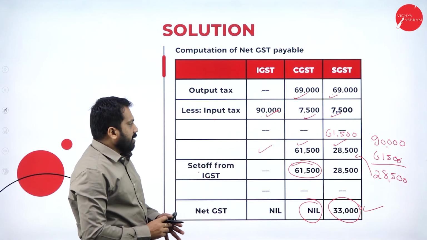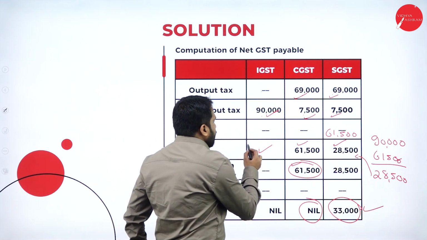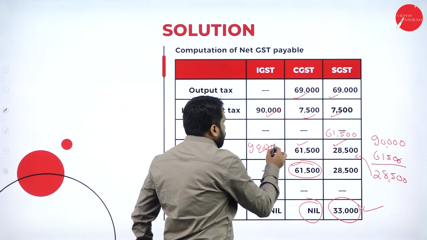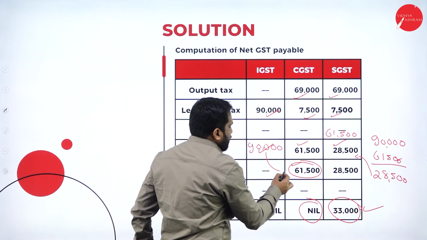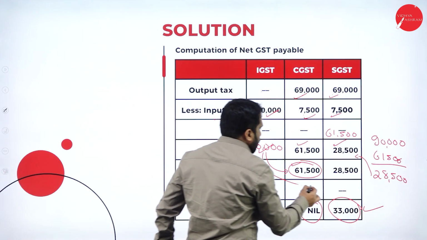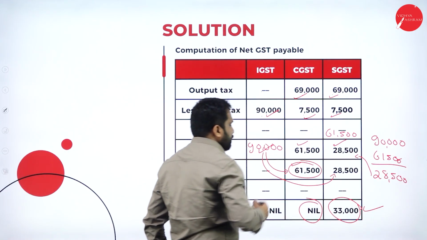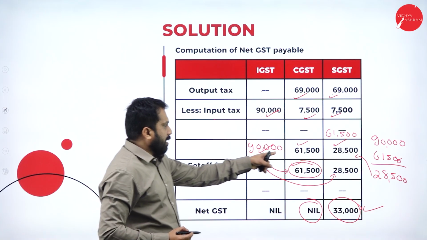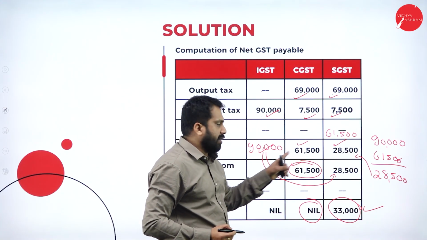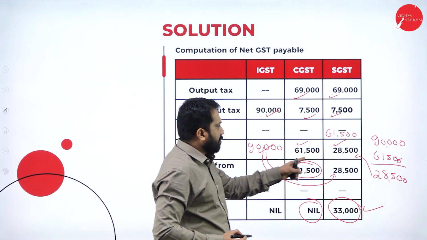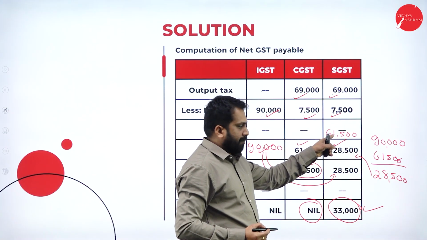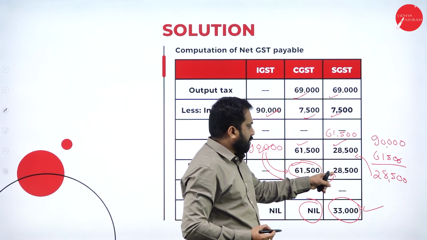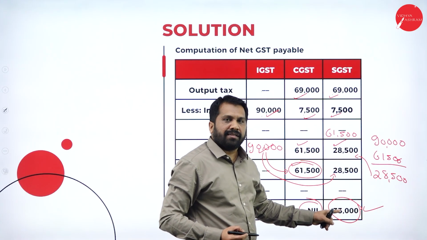Hope you are clear. This extra 90,000 amount can be used: 61,500 here, 28,500 here. So total 90,000. The maximum required is 61,500. We used that. The remaining amount we can use for this one. From 61,500, if you minus this, you will get 33,000.